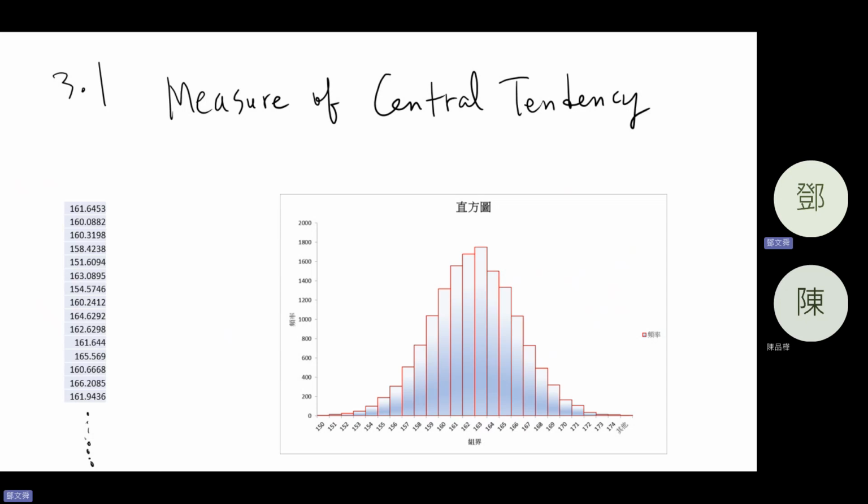Some number in the middle, right? In a central location. In this example, I think 162 is a good candidate. All right? Understand?